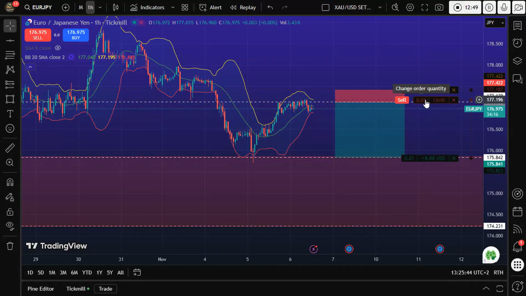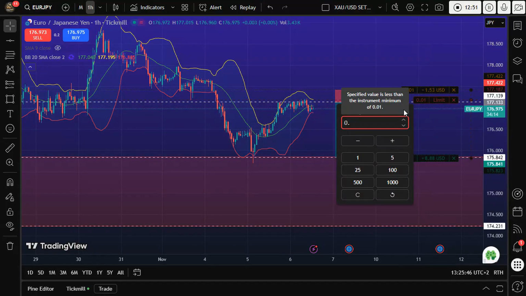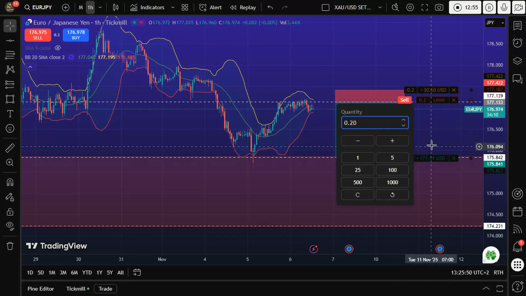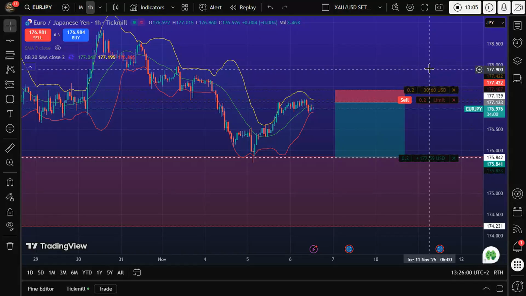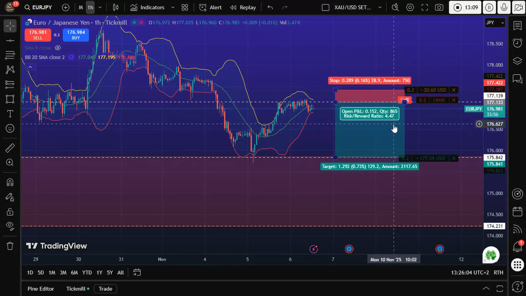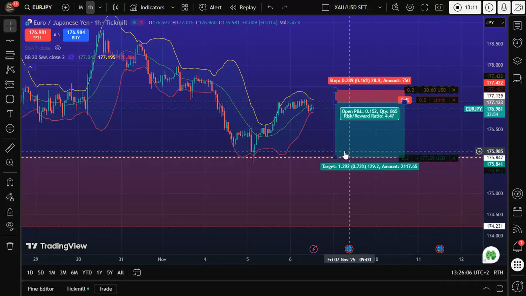And then what lot size should I be using? Let's say 0.20 lot size. So it looks reasonable though, because I would be willing to lose $30 and then gaining $117. So this is going to be our first entry right here, guys.